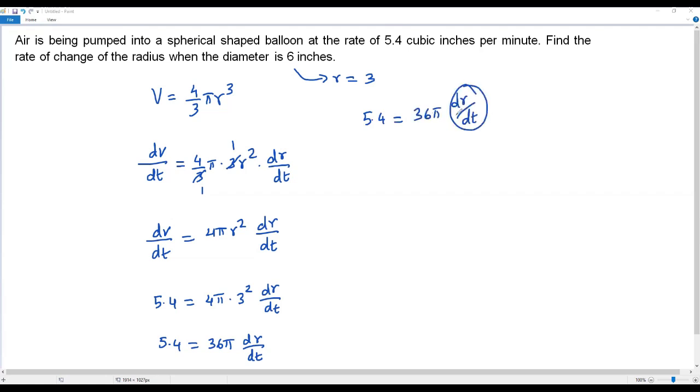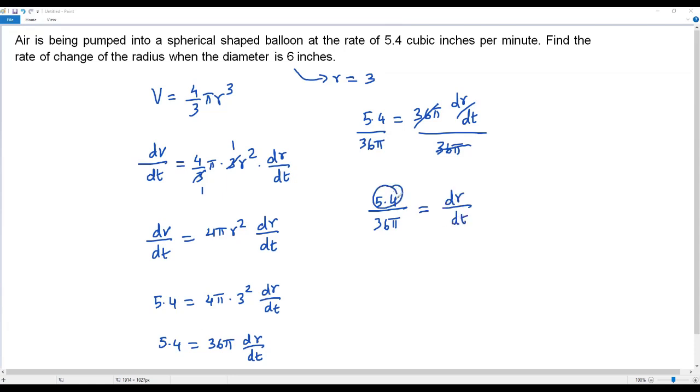Since my aim is to find the value of dr over dt, I have to get rid of this 36 pi, which is multiplied by dr over dt. So let me divide both sides by 36 pi. When I do so, this 36 pi will cancel out. So I'm getting 5.4 over 36 pi equals dr over dt.